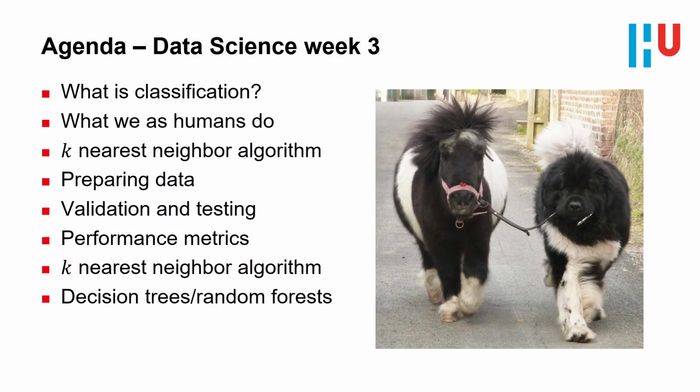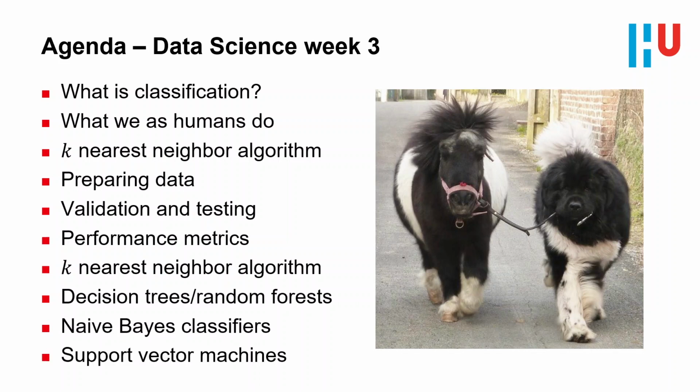In the next movie we will discuss a little bit more about decision trees. The movie thereafter will talk about naive Bayes classifiers, and finally support vector machines.